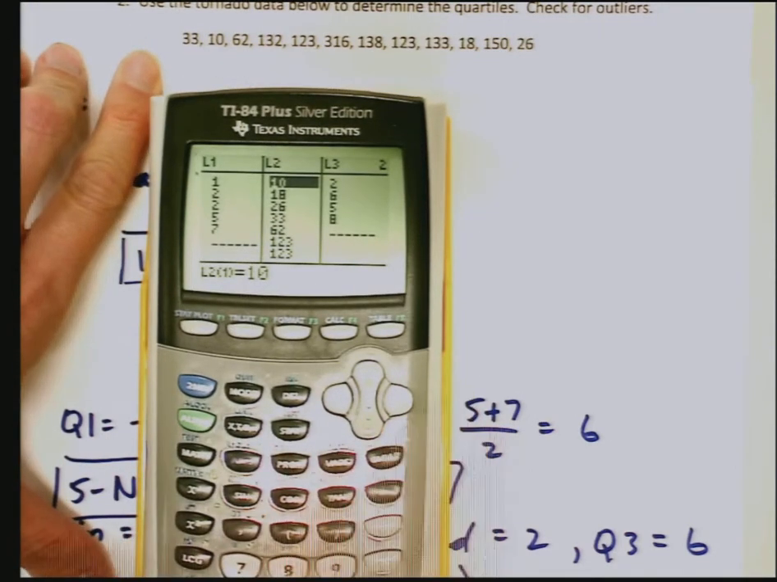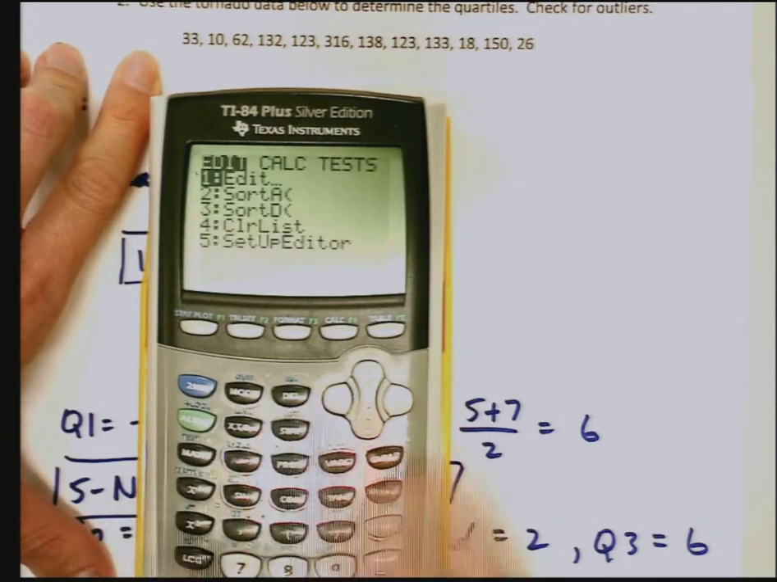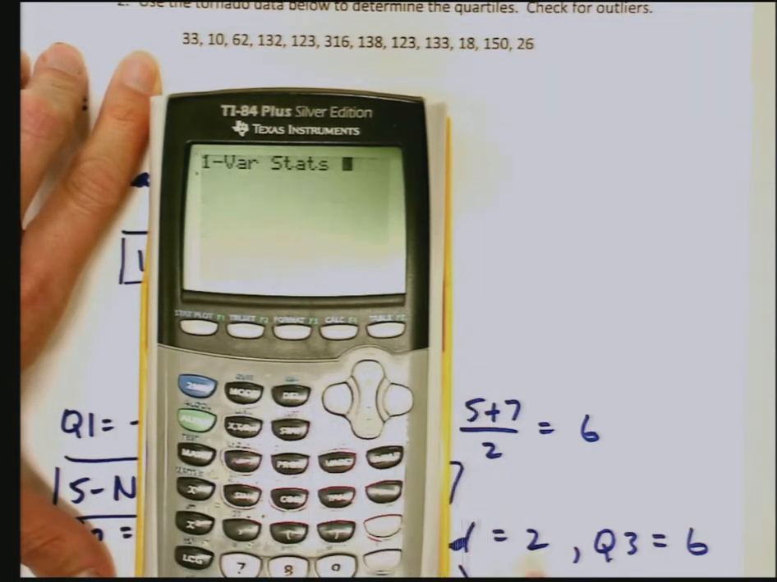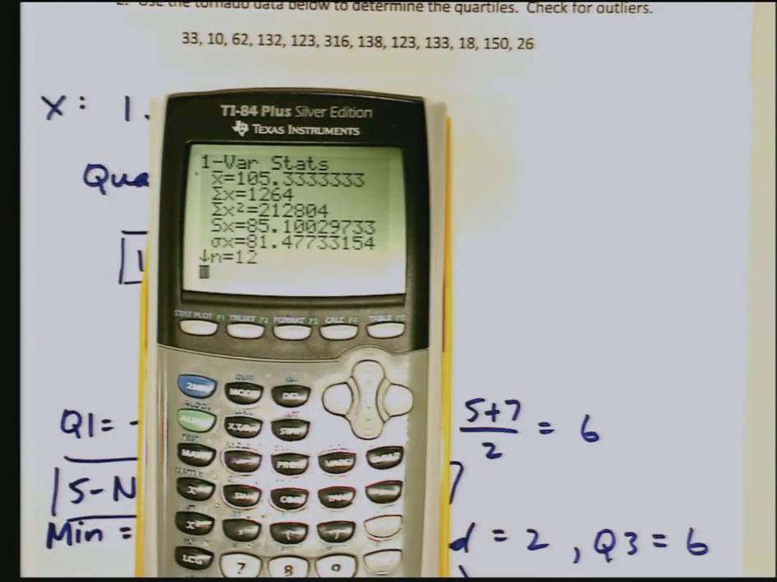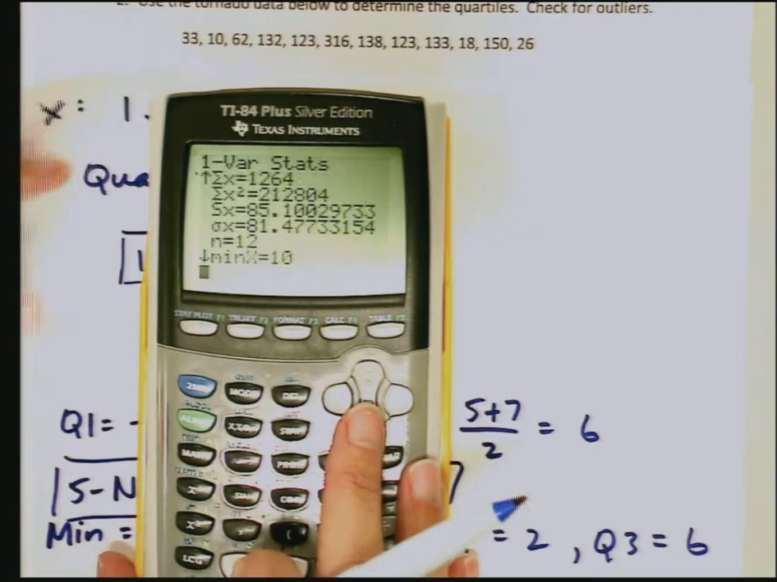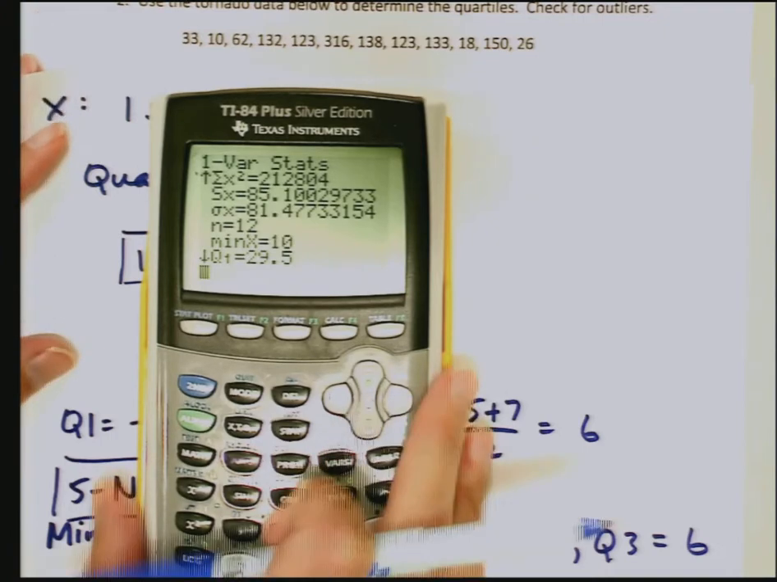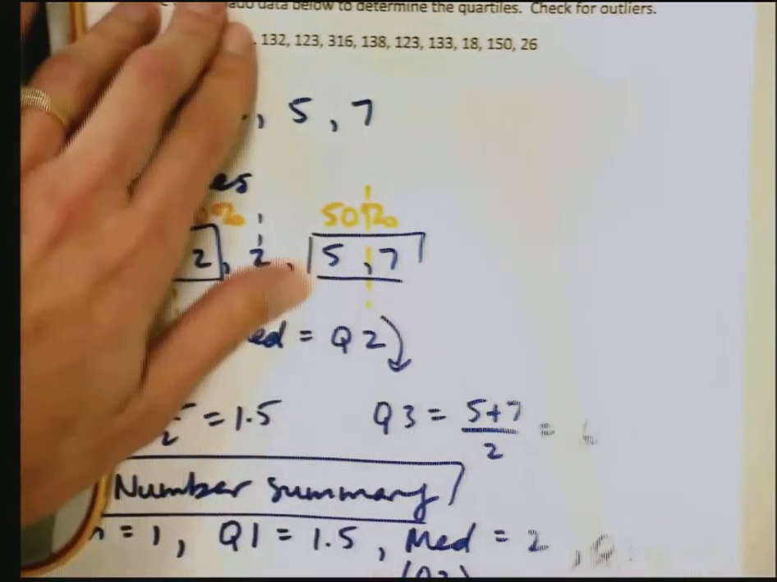Since mine's in L2, when I go over to my home screen, I want Stat, Calc, one variable stats, and I'm going to type in L2 instead of L1. I hit enter, and I'm looking for that 5-number summary. So I scroll down and I find the minimum. This particular question only asked me for the quartiles. So, let me move this out of the way so we can list those quartiles.